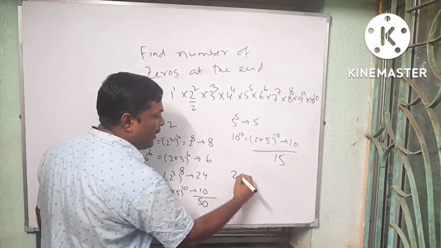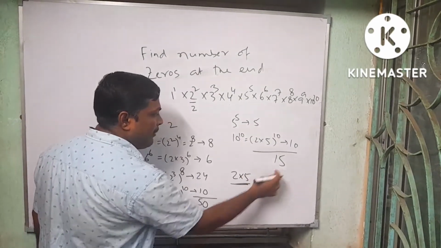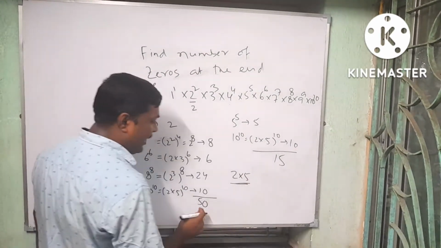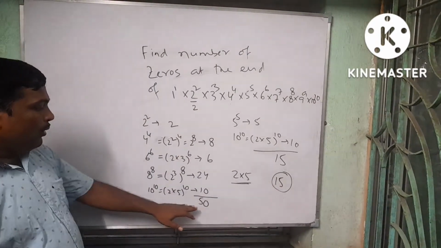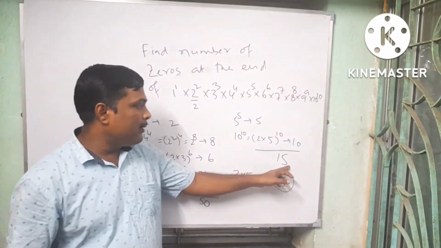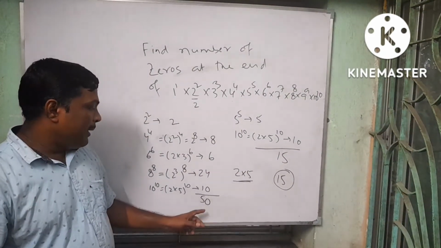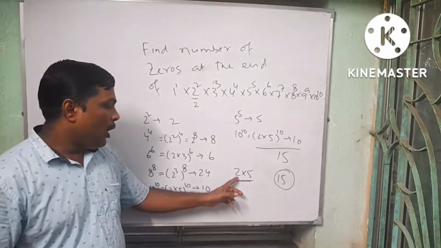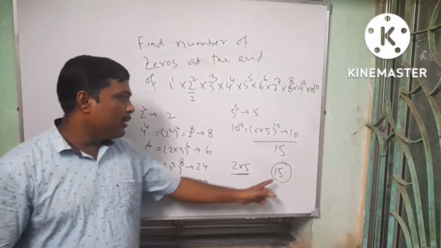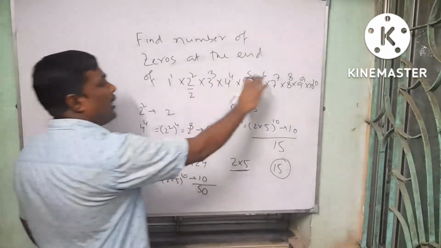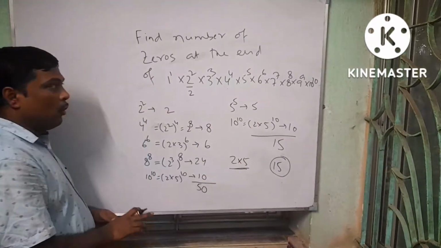So how many 2 by 5 multiplications are possible? It is the minimum of 15 and 50, that is 15. So the number of 5s is 15 and the number of 2s is 50, and the number of 2 by 5 pairs is the minimum of these two, that is 15. So at the end of this product, we have 15 zeros. Okay?